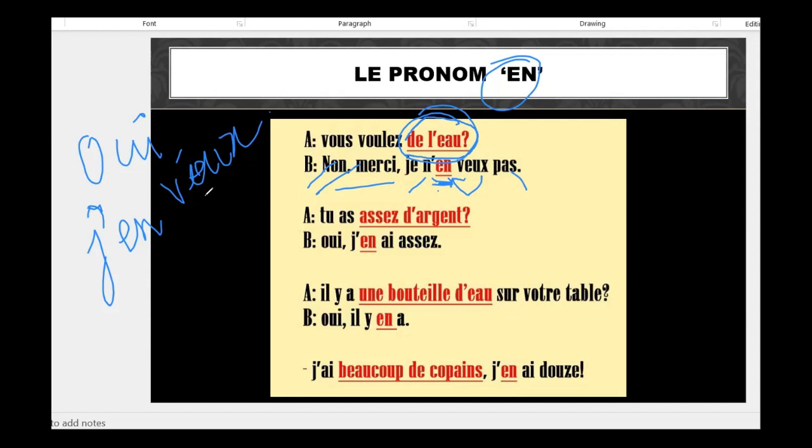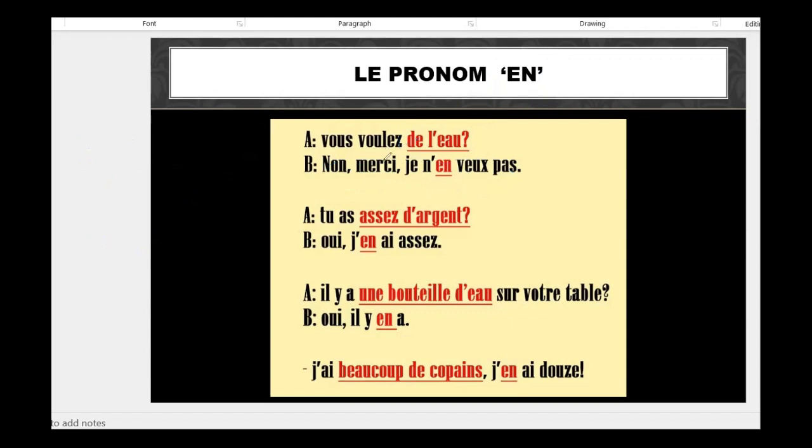Oui, j'en veux. Now I will explain something a little more advanced, along with this. When I'm asking, vous voulez de l'eau? Non, merci, je n'en veux pas. Here it is totally negated. It is zero, nothing, I don't want anything.